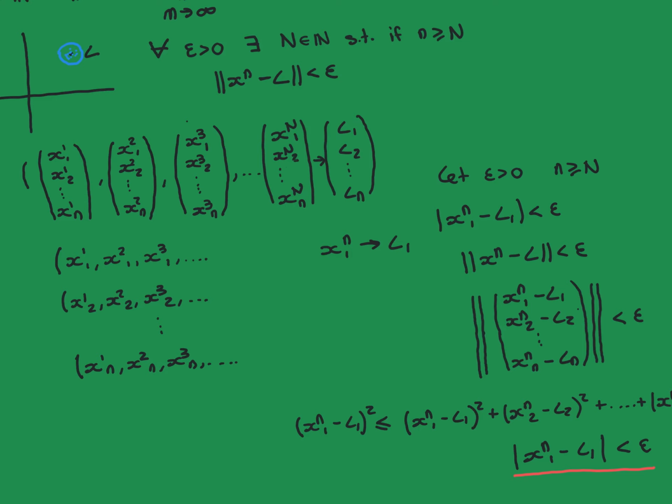So what we've done then is shown that if the sequence of vectors converges to a limit vector, then all of the coordinate sequences will also converge, and they'll converge to the corresponding coordinate in the limit vector. We'll have a break here, and in the next video we'll show the other way round, which is that if all the coordinate sequences converge, then you can conclude that the sequence of vectors converges.